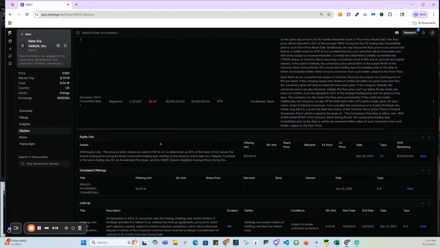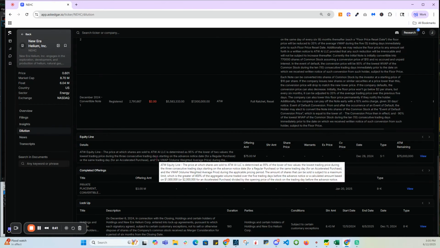And I think, as I mentioned before, I don't always put a whole lot of emphasis on these because there's often pretty strict limitations in terms of how much they can sell in a given day. So while they're similar to ATMs, there's that limitation that ATMs often don't have. And we'll have the details here, but I'll show you where you can actually find these details.